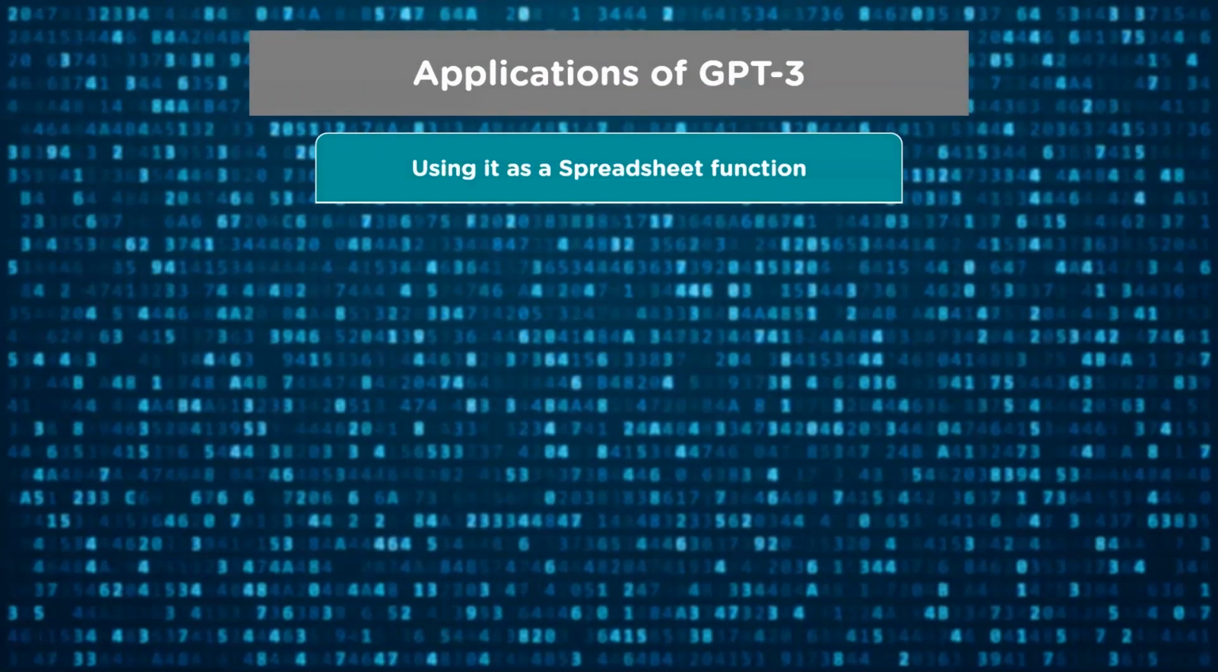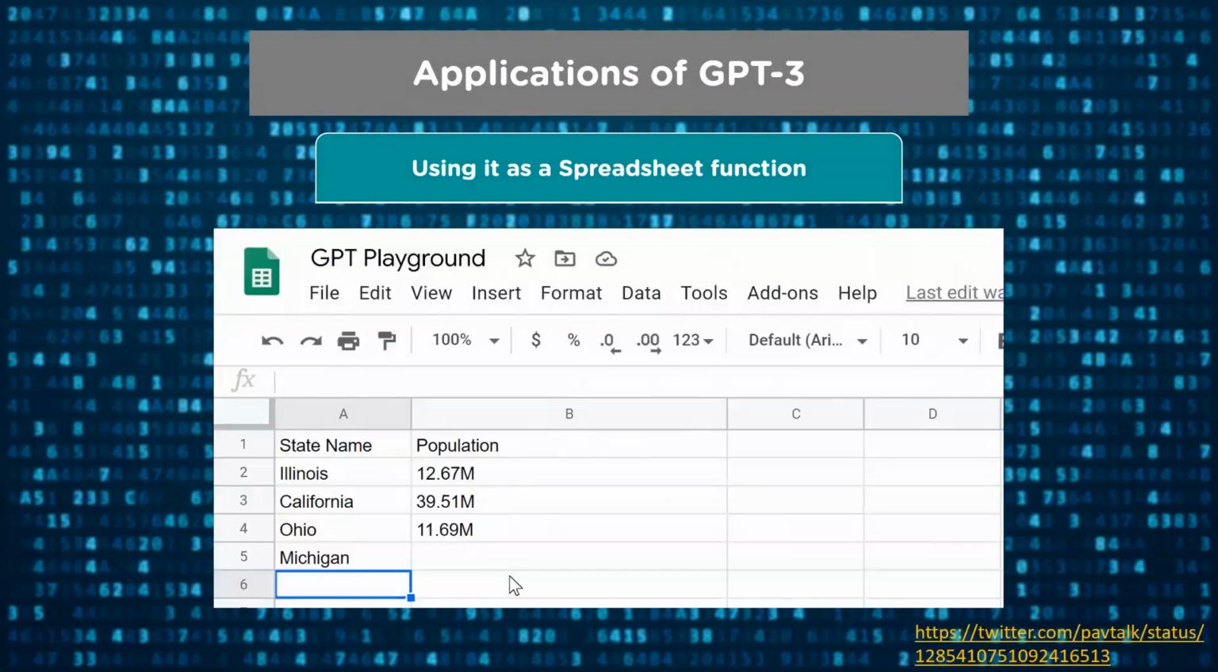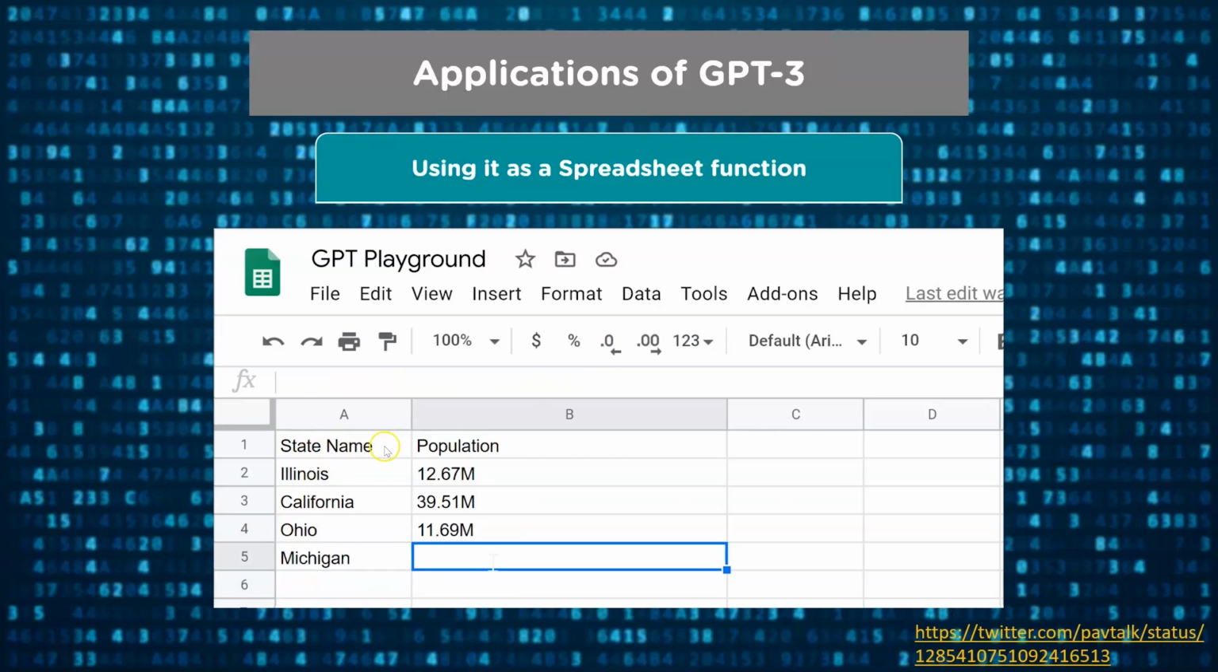Up next, we have another example where you can use GPT-3 as a function in Excel or Google Spreadsheets. Here, we have a few state names and their population. If you want to find the population of Michigan, you can select that table and give Michigan as a parameter. GPT-3 will automatically search for the population in Michigan and it will return the result in a few seconds. So it's loading now. You can see it here, 10.31 million.